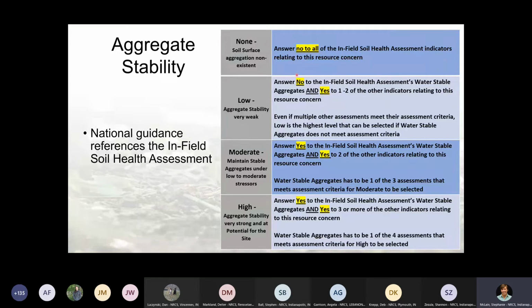So like here, for low, even if you have multiple assessments that you meet, if you don't meet water stable aggregates, you can't get any higher than a low. And then as you go up, you have to have water stable aggregates along with other indicators to meet those categories.